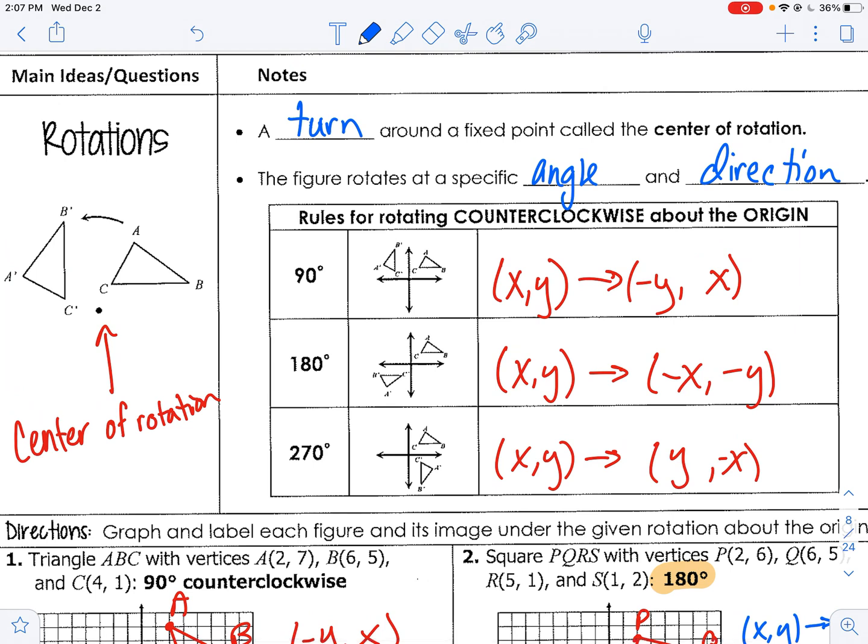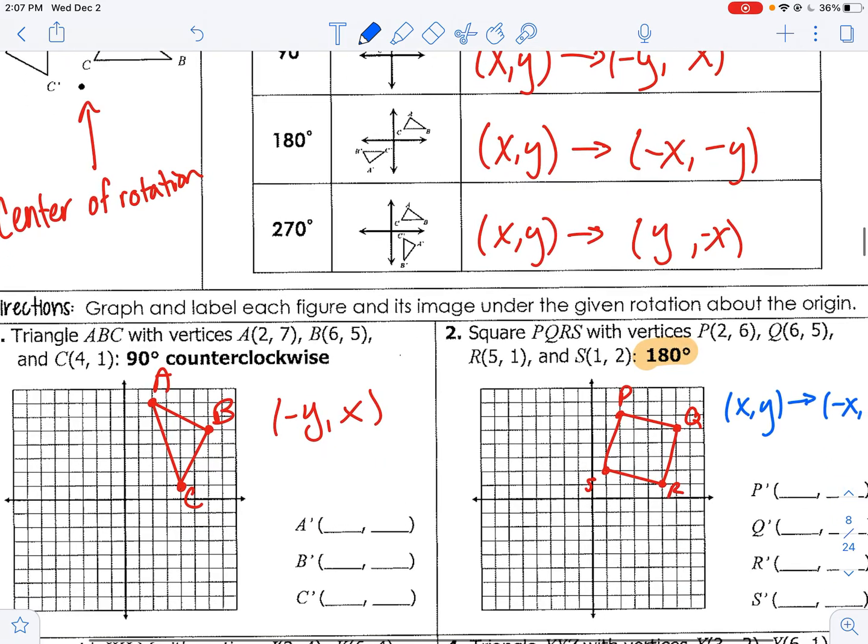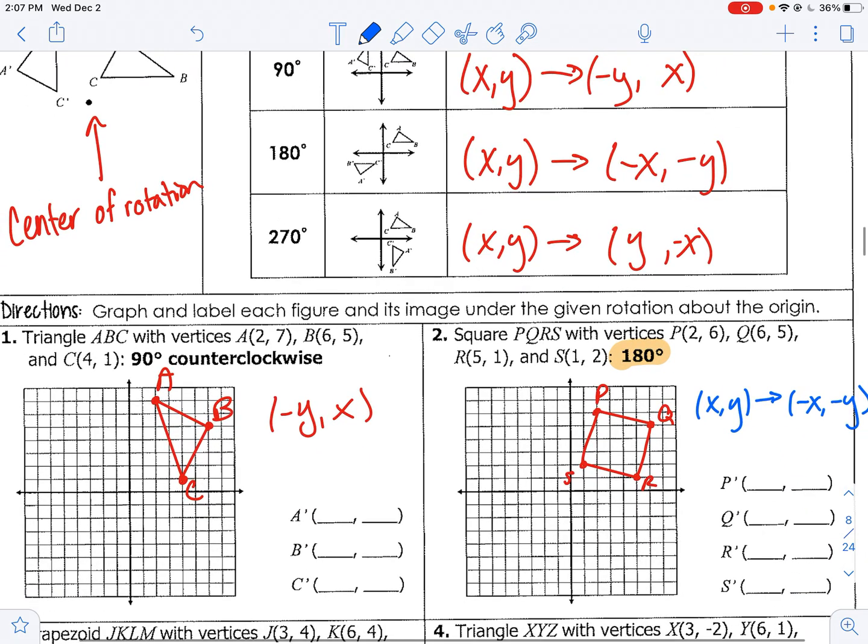And up here I've got our 3 rules. We have 90 degrees, 180, 270. Notice I only have 3. I don't have a 360 rule, and we'll talk about that in just a minute. So I've got 3 rules. Here they are. And I'm just going to do the first 2 with us here.